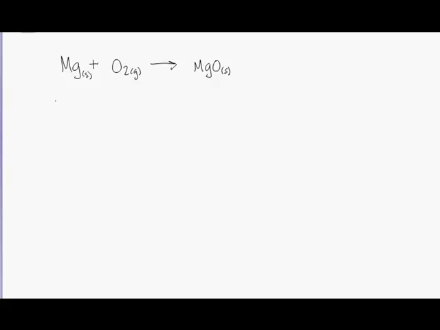So to start, let's assume that we began with 1.50 grams of magnesium. Now, before we go anywhere, we need to make sure that we have a balanced equation. So let's check. On the reactant side, we have 1 magnesium, and on the product side, we have 1 magnesium. On the reactant side, we have 2 oxygens in the form of O2 and 1 oxygen in magnesium oxide. So we need to put a 2 in front of our magnesium oxide to balance our oxygen.